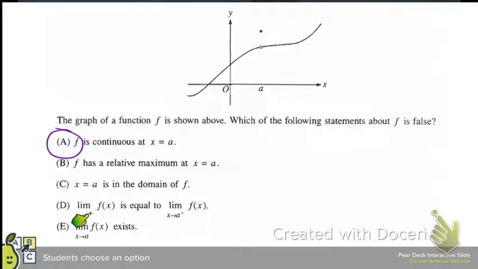Part D, the limit as x approaches a from the left and the right are equal. Yep, they both equal the same y value. A hole does not affect the limit existing. And last but not least, the limit as x approaches a exists, and that's true as well. So the only one that is false is answer choice A. This function is not continuous at x equals a.